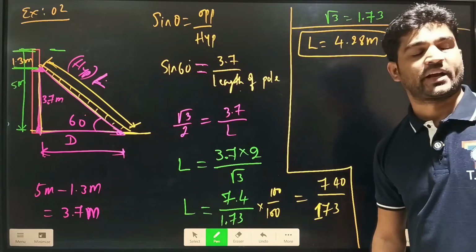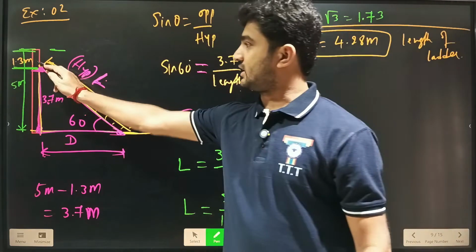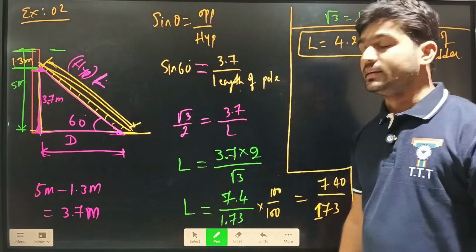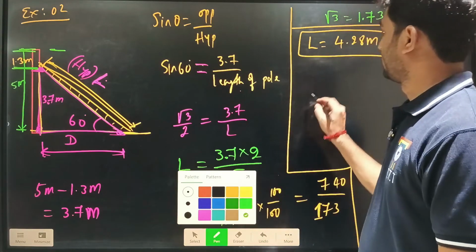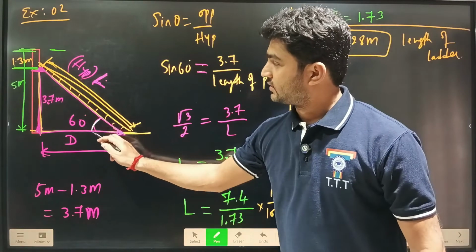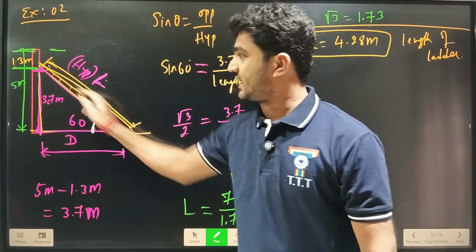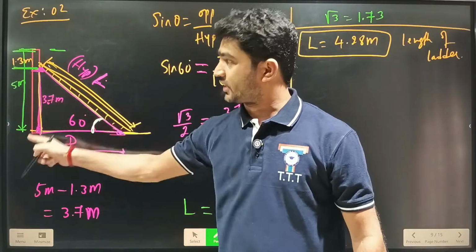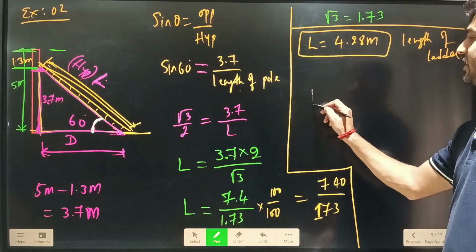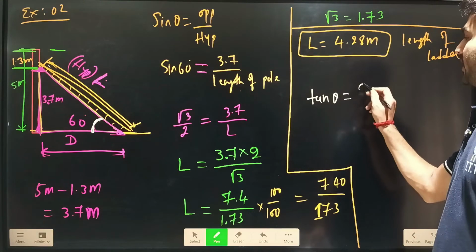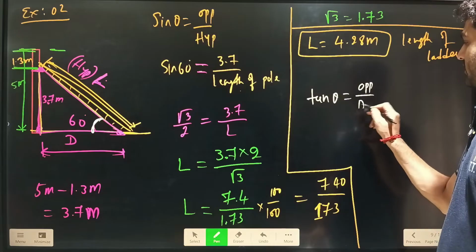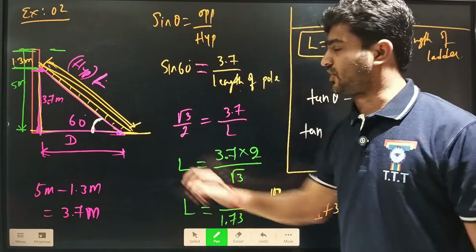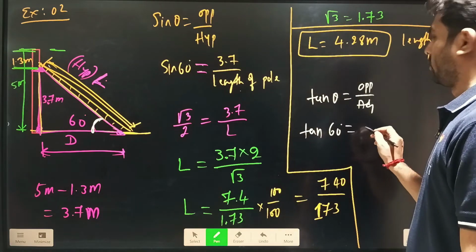Once you have the length, what can we do? The length is the hypotenuse. Now we need to find the distance. How to find the distance? Here the angle is 60 degrees and the hypotenuse is given, but I want the distance. One more case: you have the opposite side, so I can use tan theta also. Tan theta is opposite divided by adjacent side. So tan 60 degrees is equal to the opposite side.